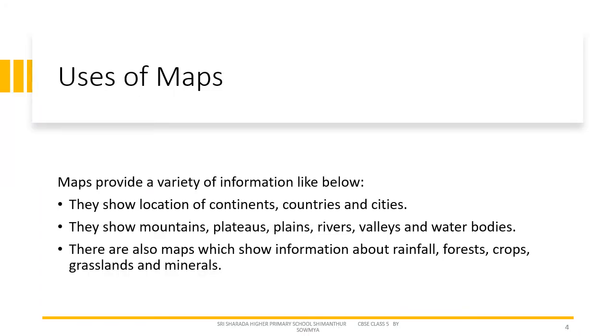Uses of maps. By using a map, we can know the location of continents, countries and different cities. We can see information about plains, rivers, valleys. We have maps to show rainfall, forest and minerals available. Maps also have some limitations. The surface of the earth is curved and it cannot be represented on a flat surface map.